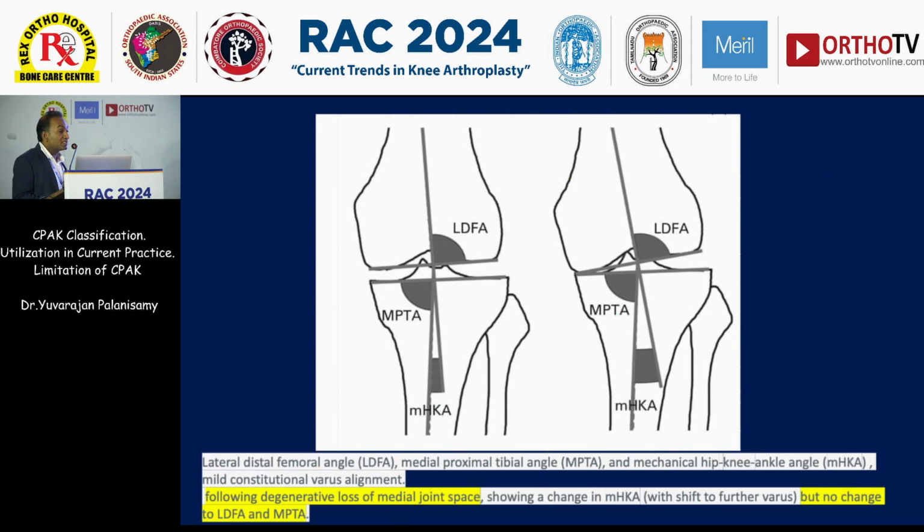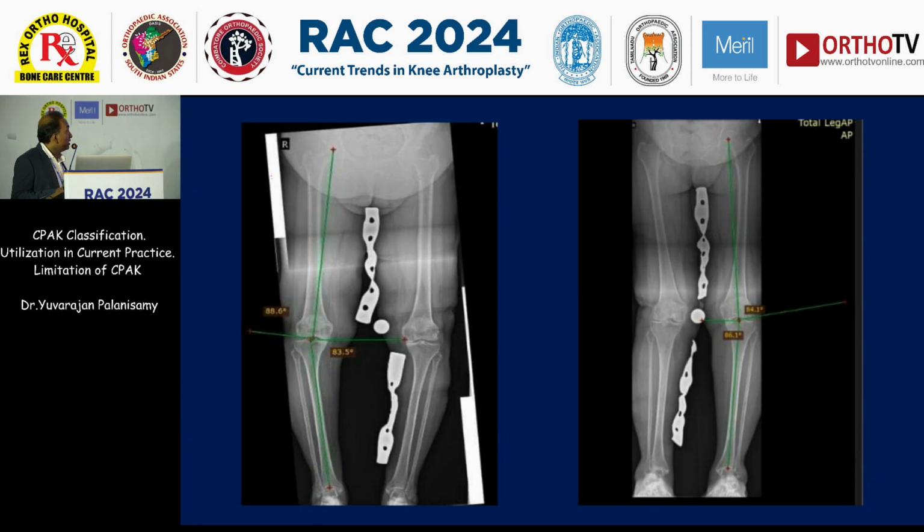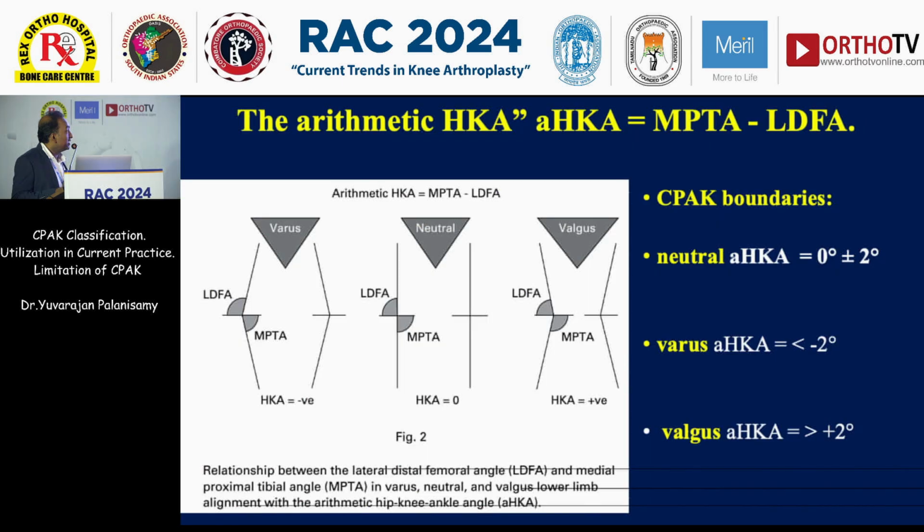This is a very important slide. If you understand this, you will be able to follow the other very important points. So we routinely take a scanogram and calculate the CPAK. Coming to the two parameters, the first one is the arithmetic HKA.